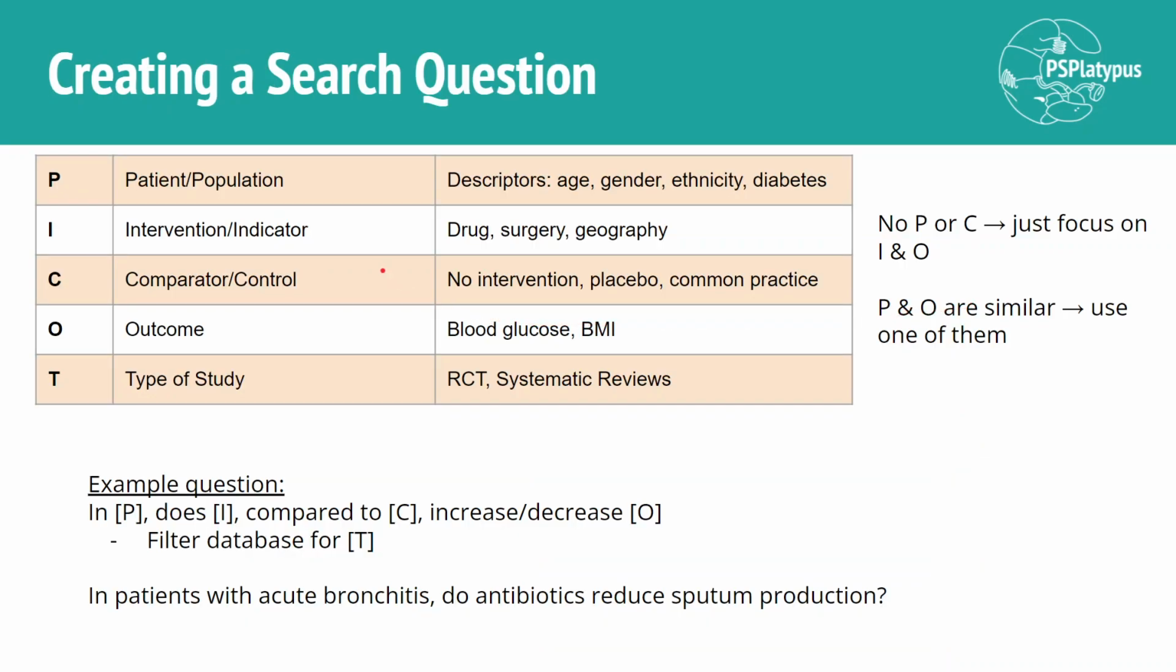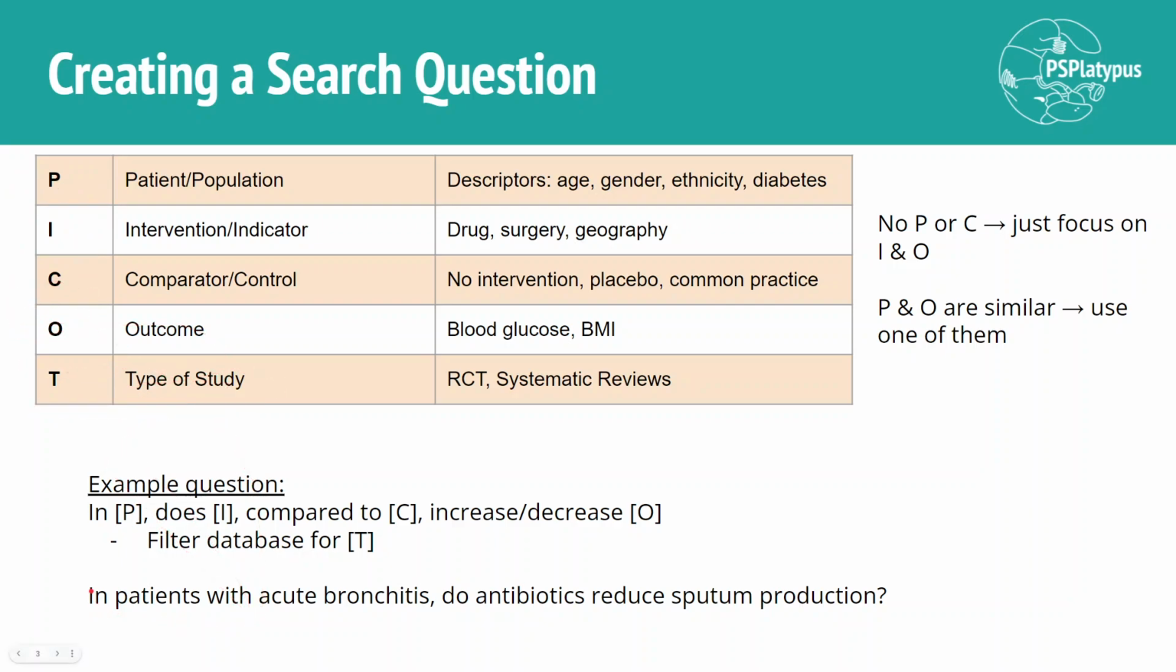So, let me think of a question. Say I have a patient who has acute bronchitis. I'm trying to think about, if I give them antibiotics, would that reduce sputum production? How do I convert that into an answerable question that I can put into these databases and then get out an answer? We want 5 key things that we need to satisfy. We want our patient population, our intervention, comparator, and outcome, and the type of study that we're looking for.